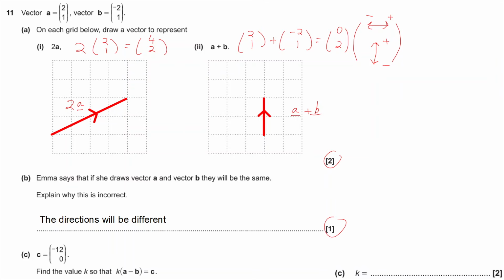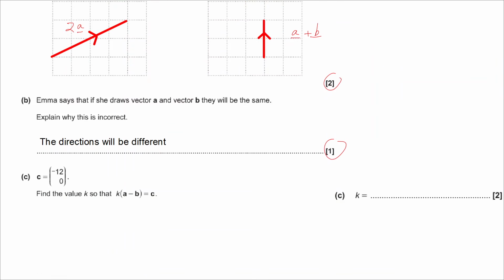Okay, good. Part C, you've got vector C is minus 12, 0. Find the value of k such that some multiple times vector A take away vector B equals vector C. So let's put this all in here. You've got some number k. K is not a vector because it's not bold. You call it a scalar multiple. It's just going to be a number.